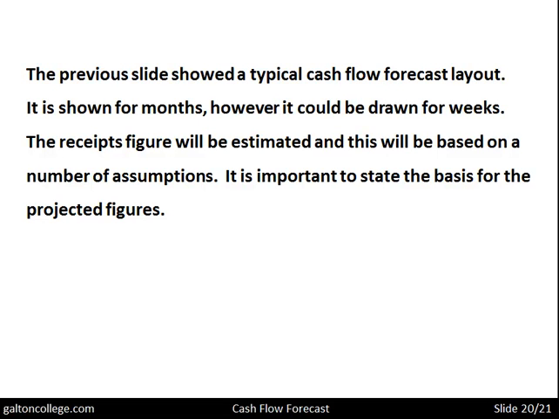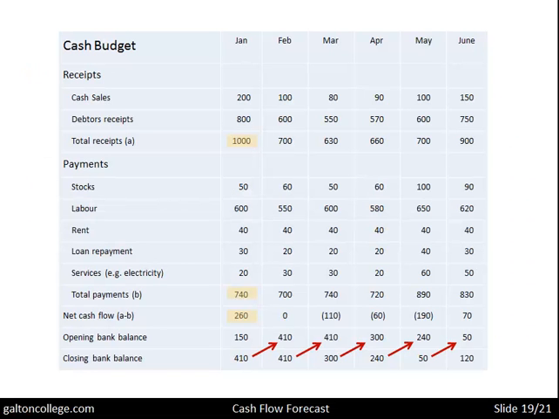The receipts figure will be estimated, and this will be based on a number of assumptions. It's important that these assumptions are made explicit and explained. So the receipts here, if we're looking forward, if we're currently in January, then the receipts for February have to be estimated. So the total receipts in February at 700. Well, why? If we're in January, how do we know what's going to happen in February? If we're in January, how do we know what's going to happen in June or May? So these figures are estimates.